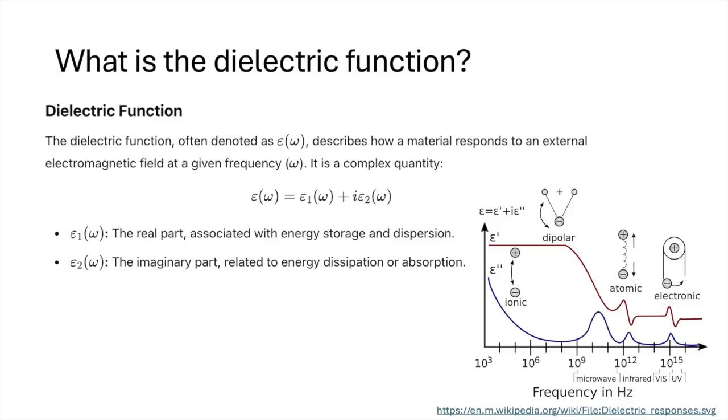Let's look at the figure from Wikipedia. At low frequencies, the response is dominated by things like ionic polarization, atoms physically moving under the field. As frequency increases, this slower mechanism cannot keep up, and only the electrons can respond. So the dielectric constant decreases with frequency and eventually approaches the optical or high frequency dielectric constant, often called epsilon infinity. This is the regime that EELS is sensitive to.